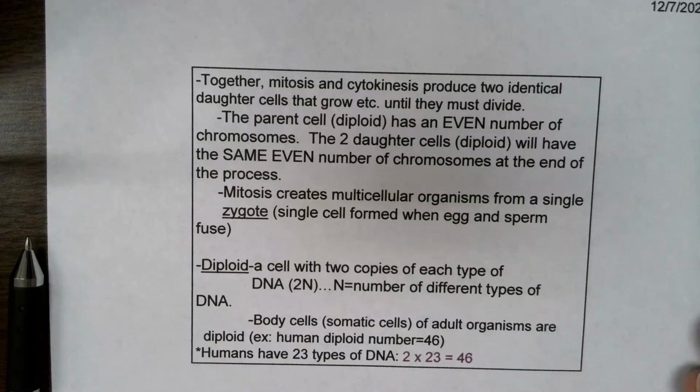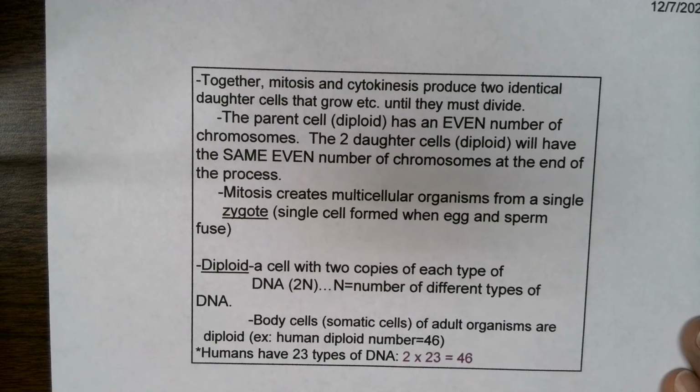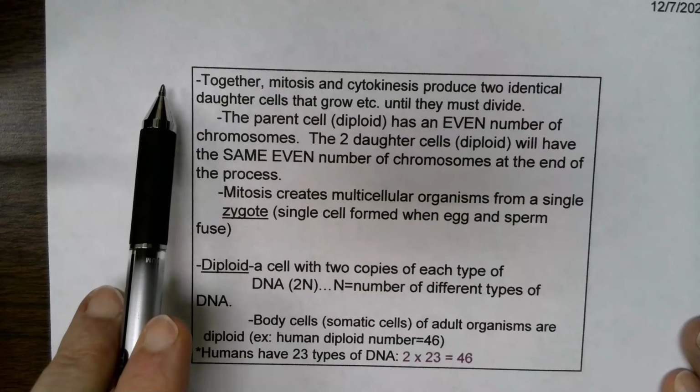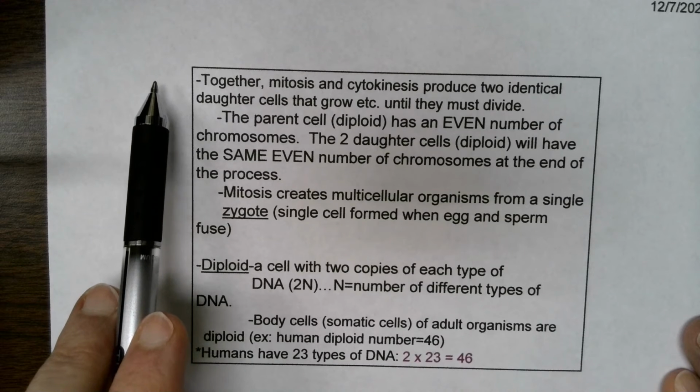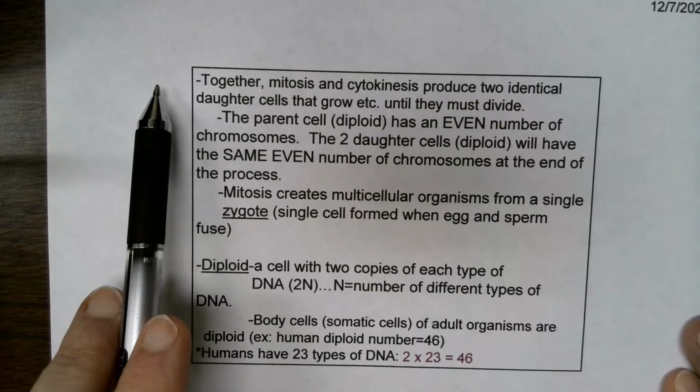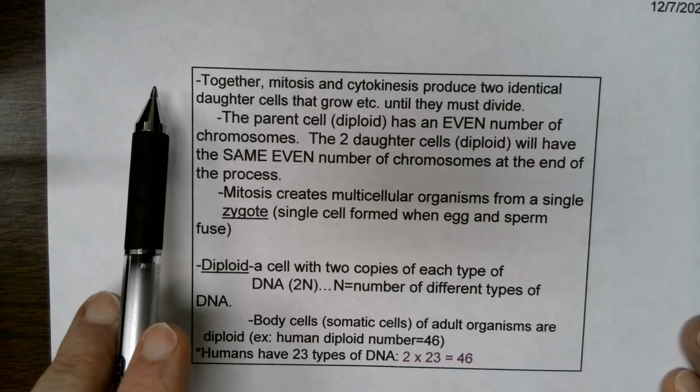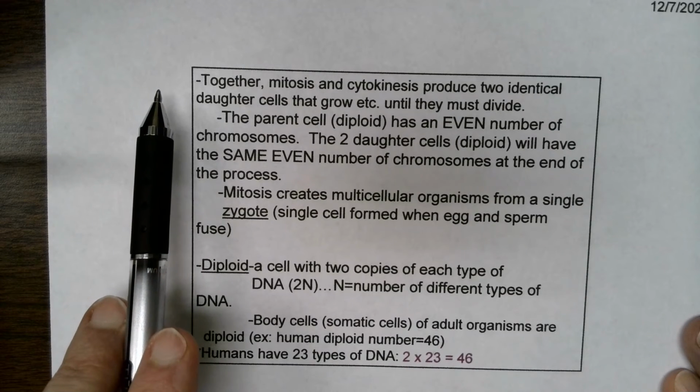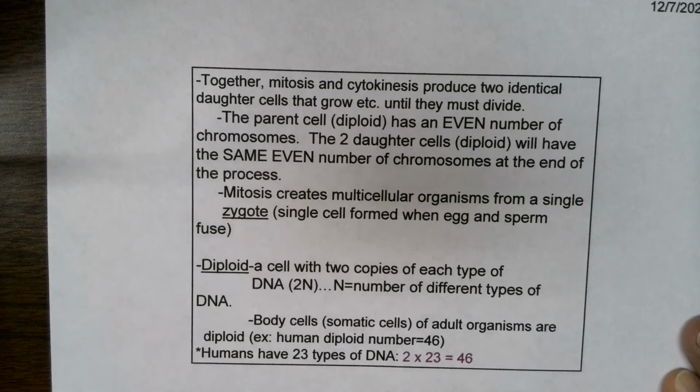All right, and so that being said, at the top of this slide, it says together then mitosis and cytokinesis produce 2 identical daughter cells that are going to grow, carry out normal daily activities, do what they do as cells until they have to divide. So we could be talking about a single-celled organism like a paramecium or an amoeba, for example, or we could be talking about cells within a multicellular organism.